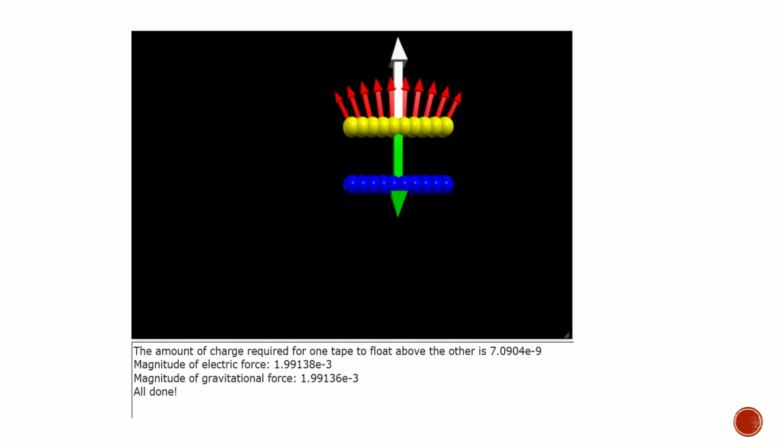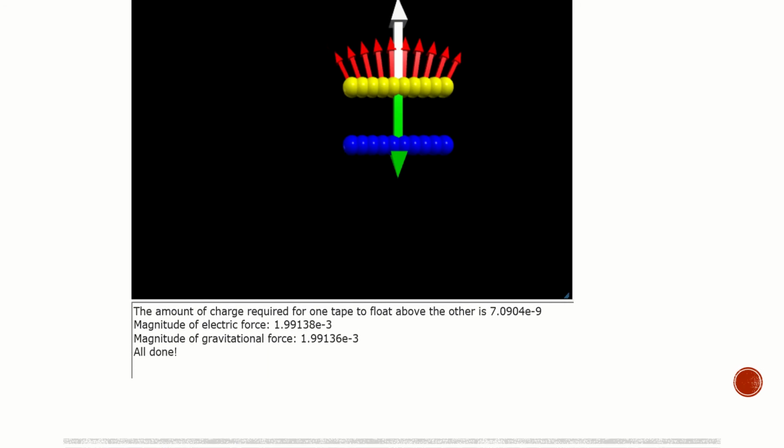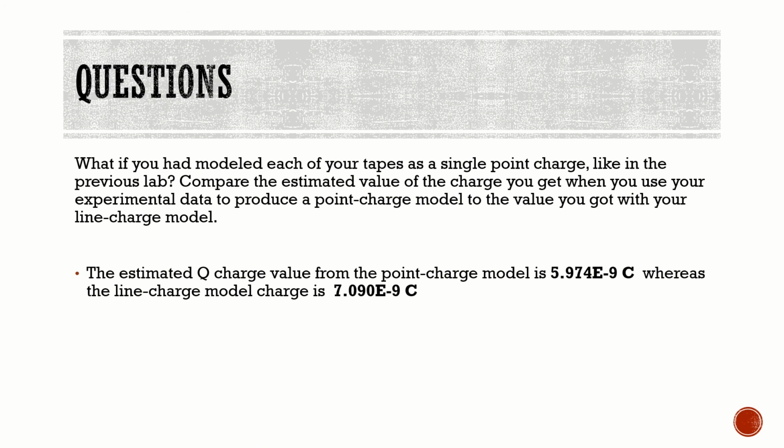And here's another look at the output that this code gave us. The red dictates the electric forces that are applied on tape B, and then the white arrow is a summation of those electric forces. Also important to note is that the amount of charge required for one tape is different from our previous lab, and I will talk about this in this question.